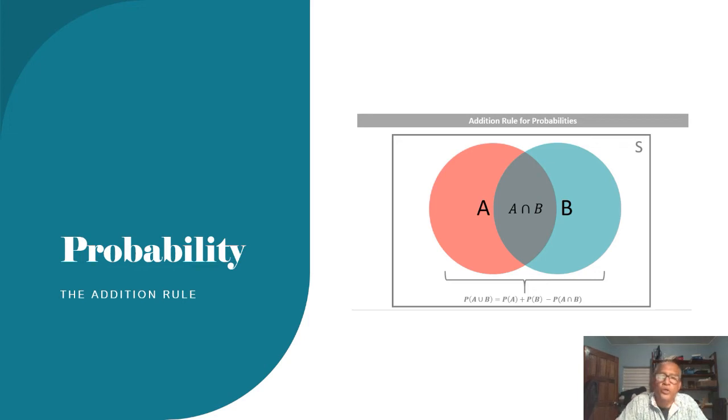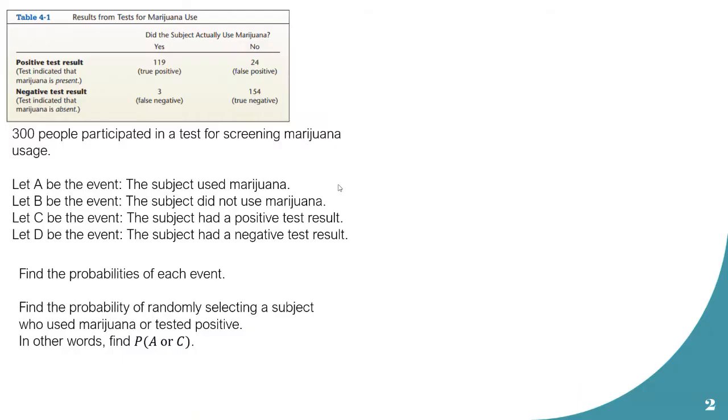Hi, we now continue with our study of probability theory. We do so by looking at the addition rule. This is the first of several rules you're going to have to learn. So let's get started. In this example, we're given results from tests for marijuana use.